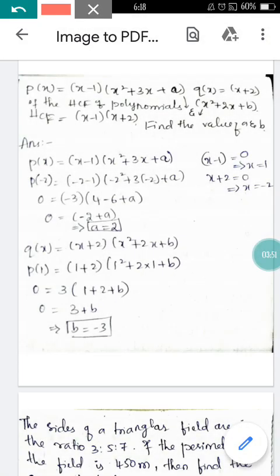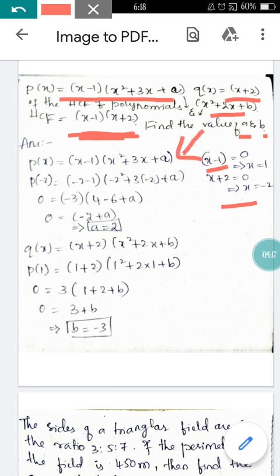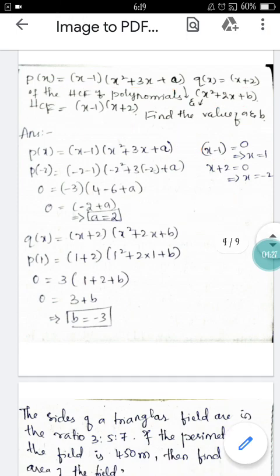In question number 4, they have given the P of x value as well as the Q of x value, and they are giving that the HCF of these two polynomials is x minus 1 and x plus 2, and they are asking to find the value of A and B. So what you have to do is write these two factors as equal to 0, then find the value of x according to the question. Then put these values of x in the P of x equation as well as in the Q of x equation. Then you are going to get the values of A and B, as you can see in the answer, right? Yes. Now let's move to the next question.